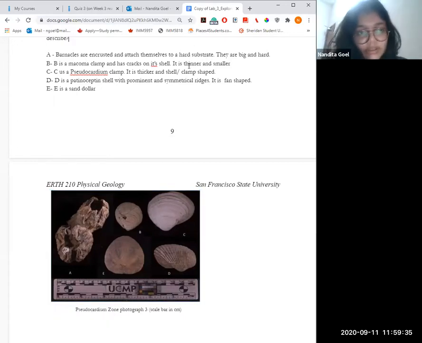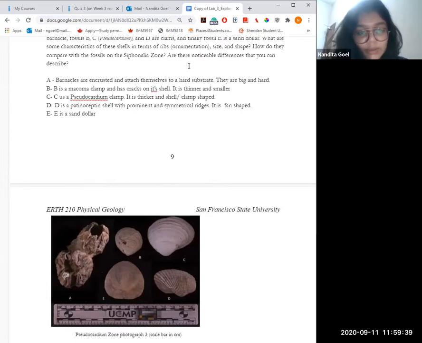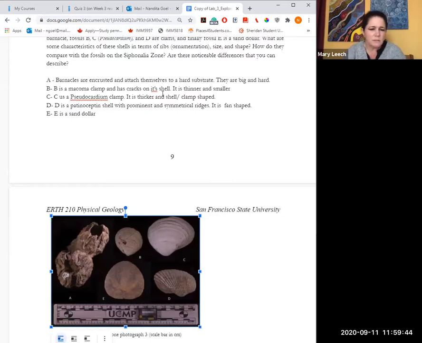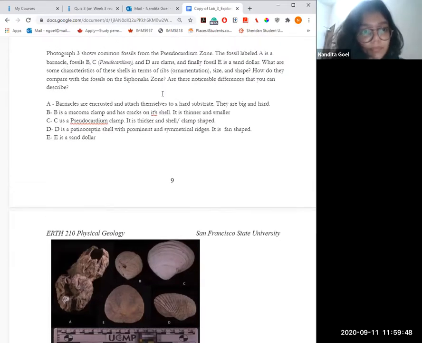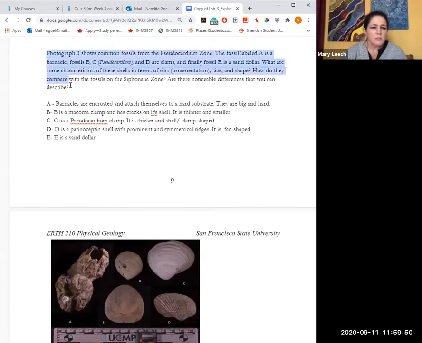Okay. So in this one, do we have to identify which? I didn't get the question. Can I read the question again, please? Yeah, definitely. Photographs show common fossils. Thank you. I'll just read it for a second.